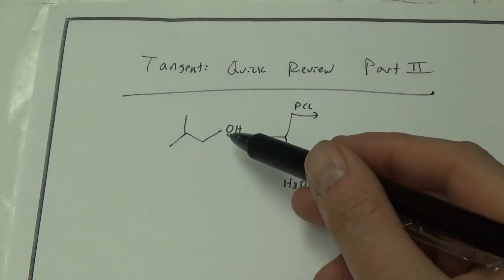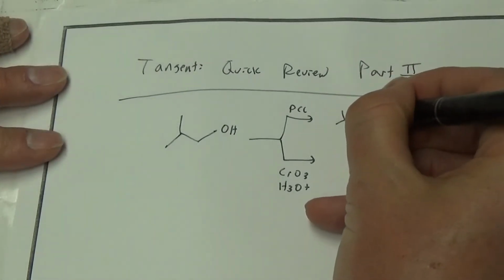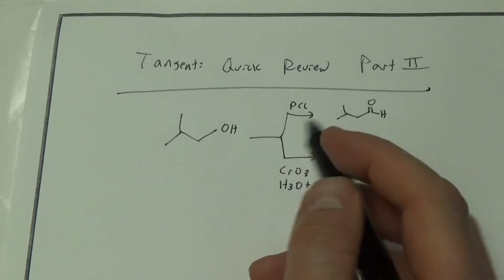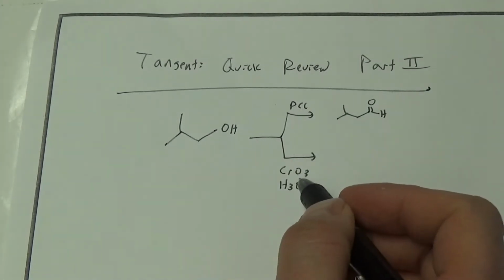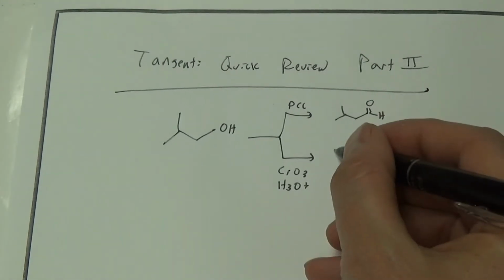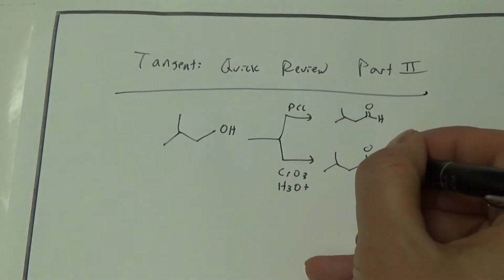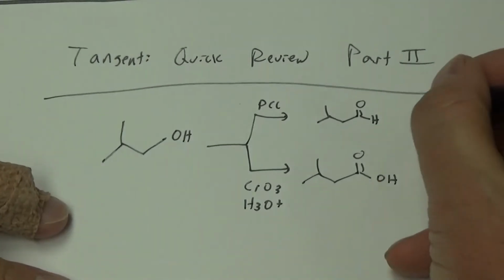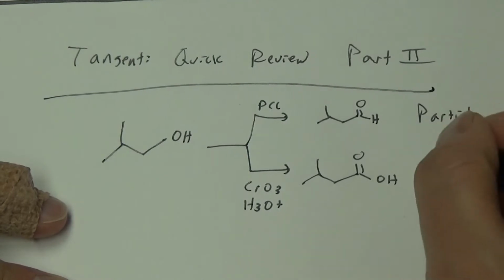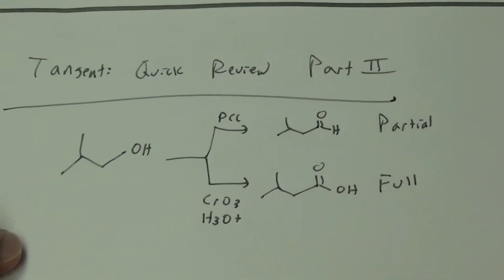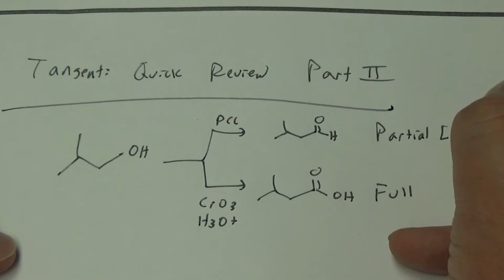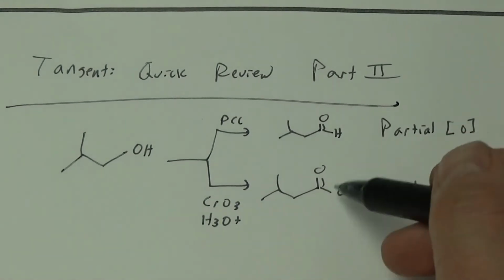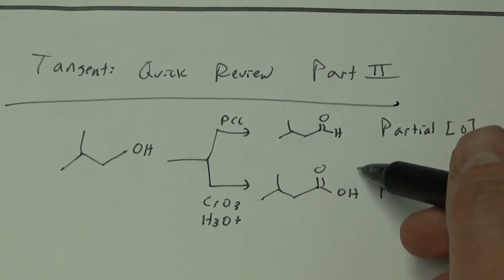Sorry, the partial oxidation of a primary alcohol would be to an aldehyde. The full oxidation of a primary alcohol would be to a carboxylic acid. So this is the partial and the full. And what was the abbreviation for oxidation we use? Bracket O bracket. Partial oxidation, full oxidation. Alright, so then that makes these two things okay.